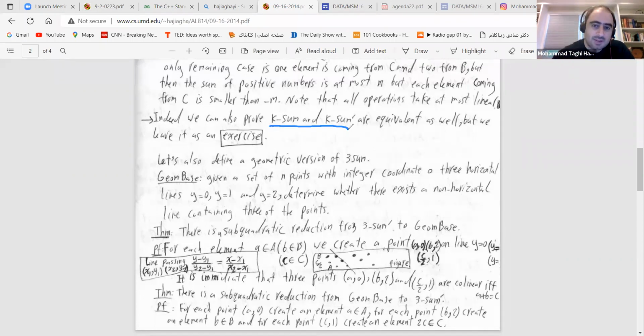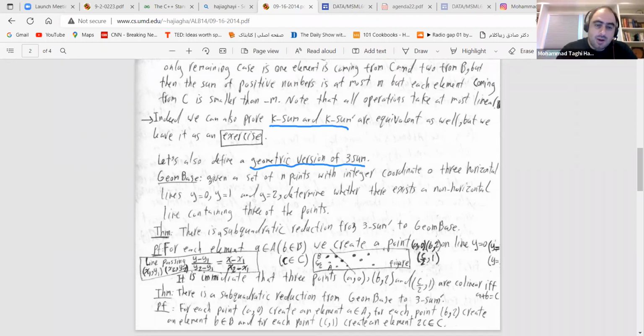Now that we have this threesome prime, we want to prove some other problems that are hard. So what is the problem? This is a problem called geom-base, because you can get lots of other hardness from that. This is a geometric version of threesome in some sense.